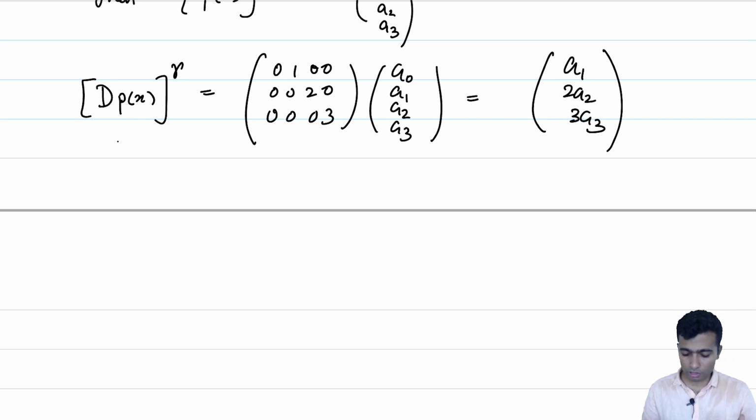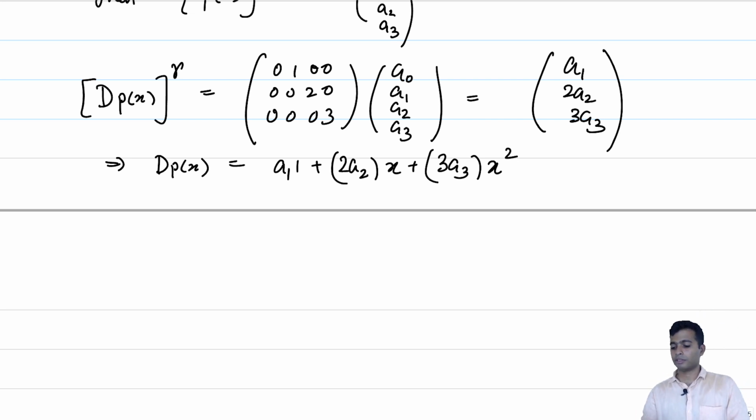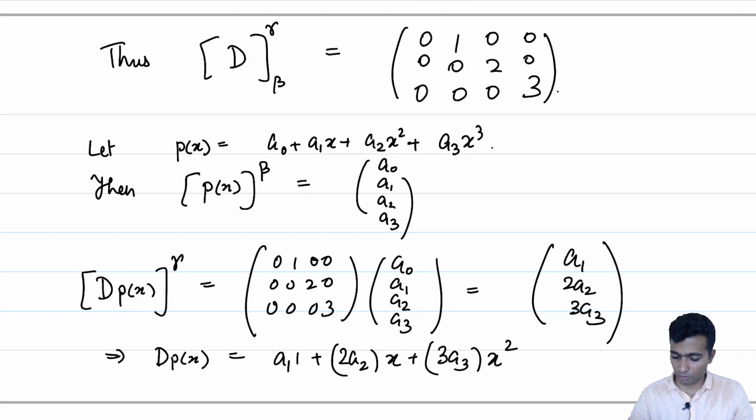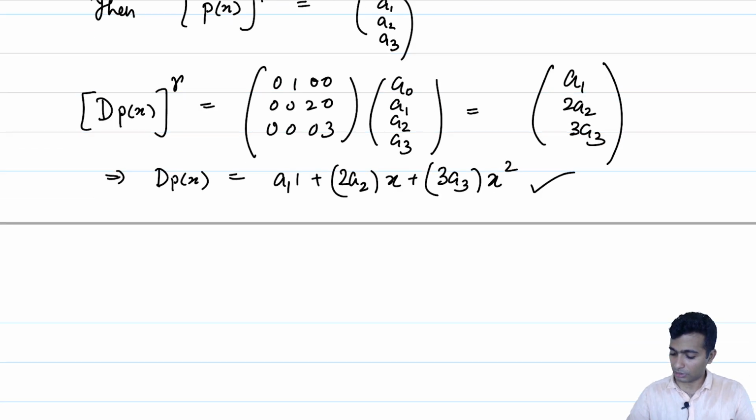Let us check whether what we have got is right. This implies dp of x with respect to gamma is a1 times 1 plus 2a2 times x plus 3a3 times x square, which exactly turns out to be our derivative of p of x. What is the derivative of p of x? It will just turn out to be a1 plus 2a2x plus 3a3x square, which is what we have got here. So, yes, this does work.